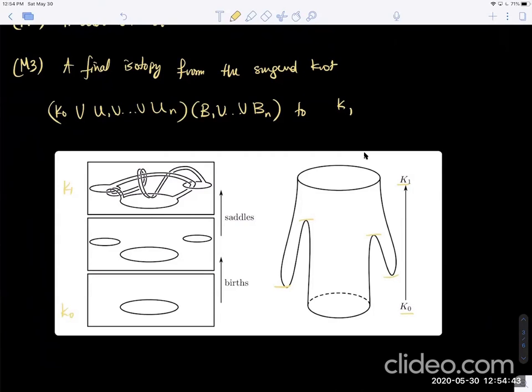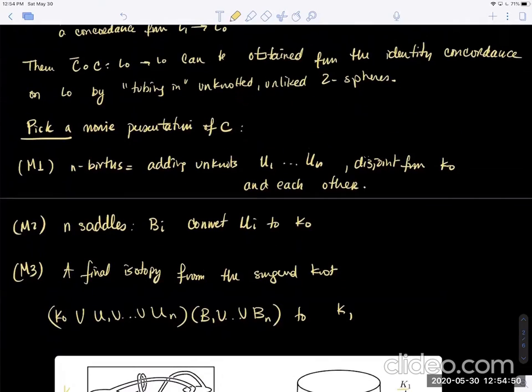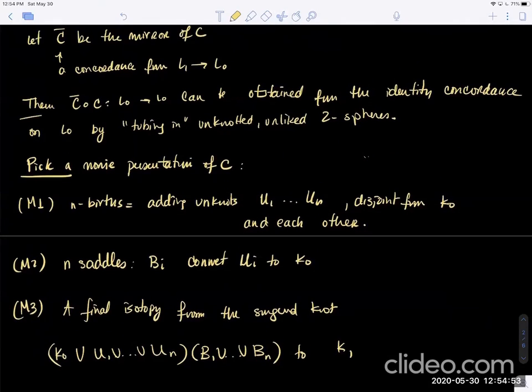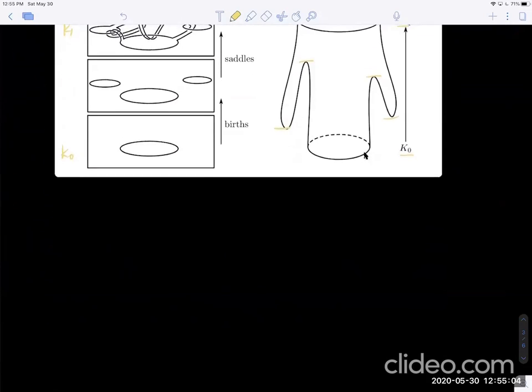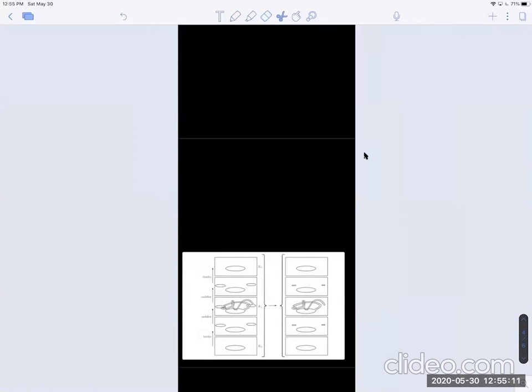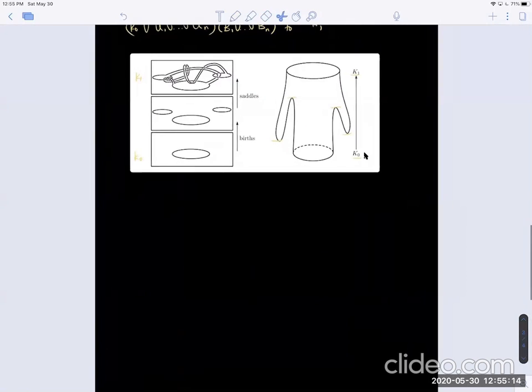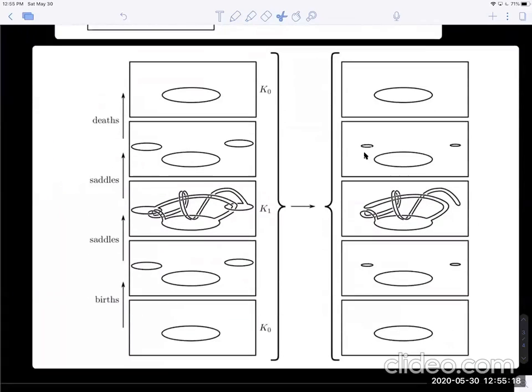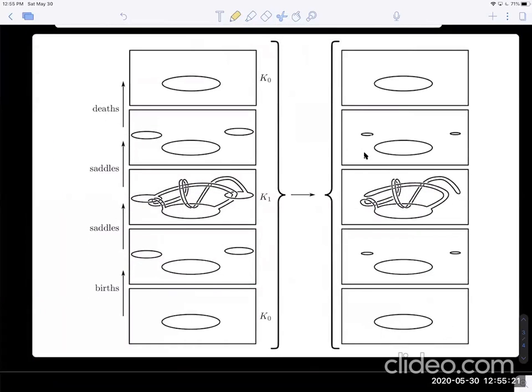That's his claim. Excellent. Now, that's the first part of his claim. The second part, that if you compose it, then you can get this by taking the identity concordance and tubing in unknotted, unlinked two spheres, is best explained rather than by writing it down in words, by just looking at the following picture. Right, so let's zoom in. What this is telling us is, this is C up to here, this is C bar. You're taking this and flipping it upside down. Then, of course, I'm skipping some steps here.